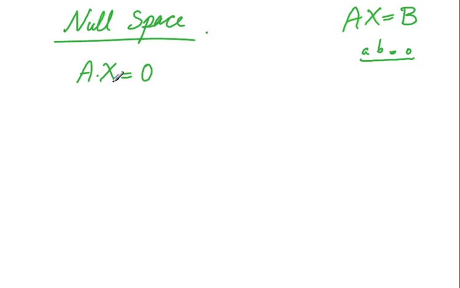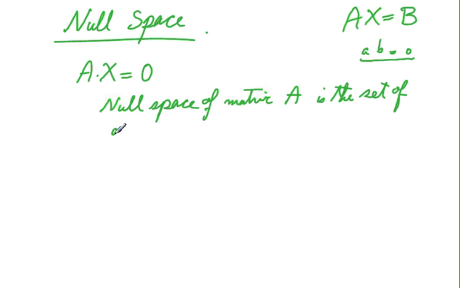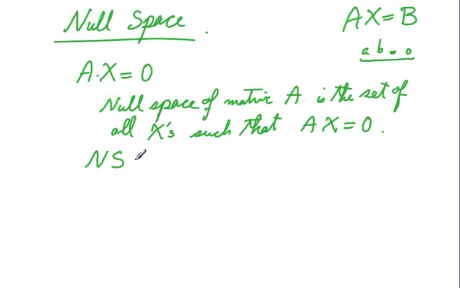The set of all possible x's here is called the null space. A null space of matrix A is the set of all x's such that when you multiply A by x, you do get 0. And that is not necessarily a trivial set or a small set or anything. It's not just a 0. Our shorthand for this is going to be NS for null space. NS of A is going to be shorthand for null space of A.